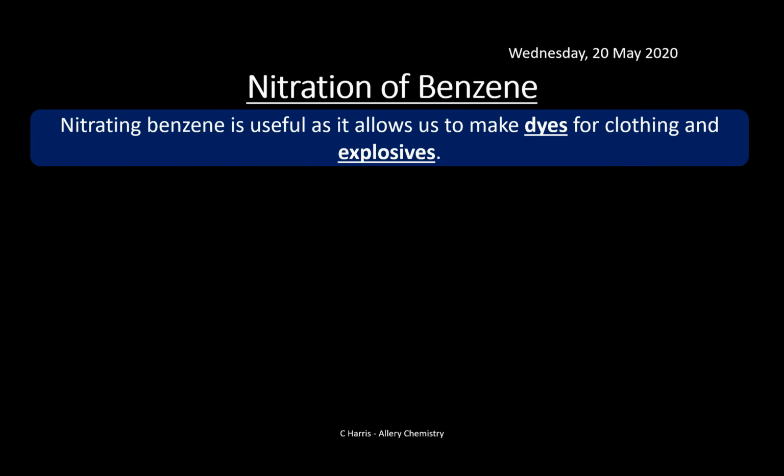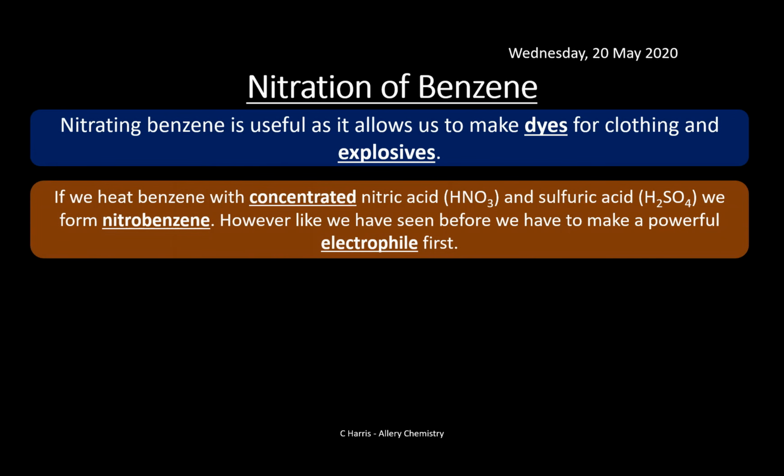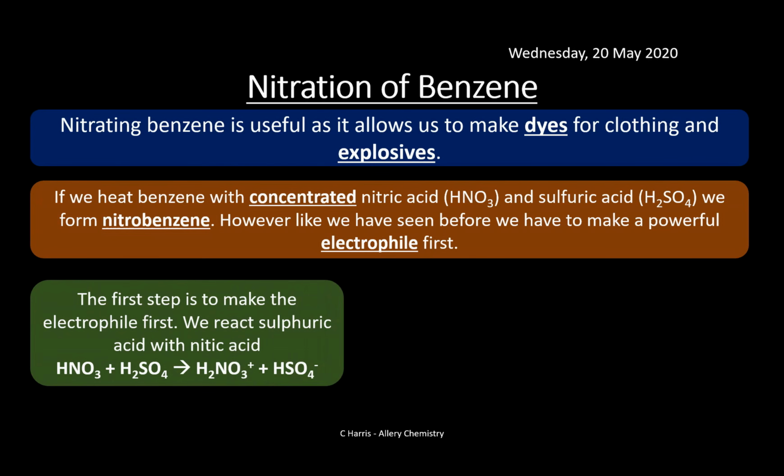So basically, we must form our positive electrophile first. So what we need to do that is, like I say, if we heat benzene with concentrated nitric acid and sulfuric acid, we will form nitrobenzene, but we must form our electrophile first. So actually, this is done in two steps for the nitration of benzene. So the first step is to make the electrophile first, and so all we do is we react nitric acid with sulfuric acid, and we form these two ions here.